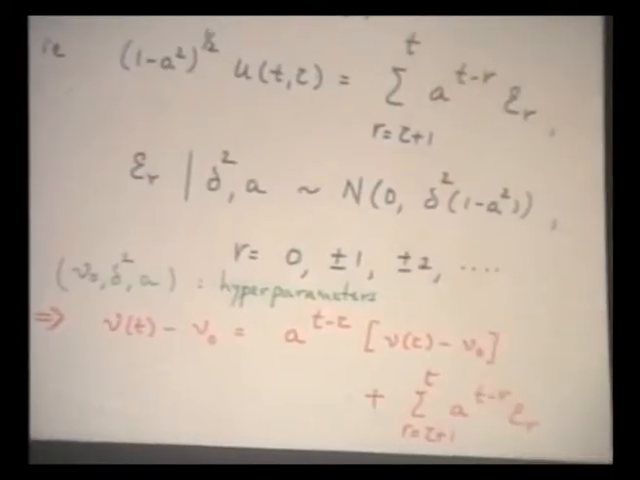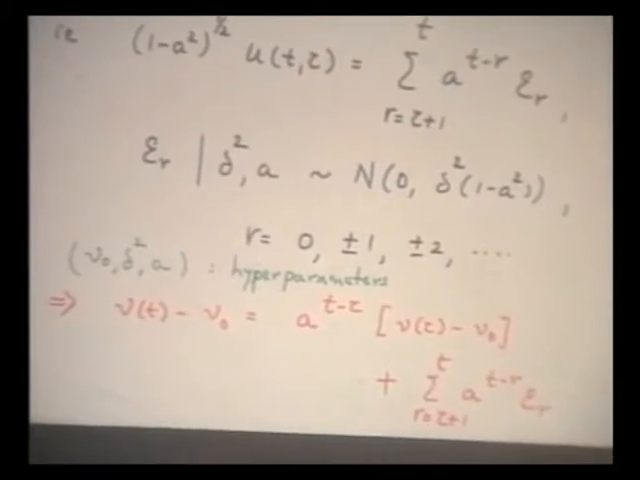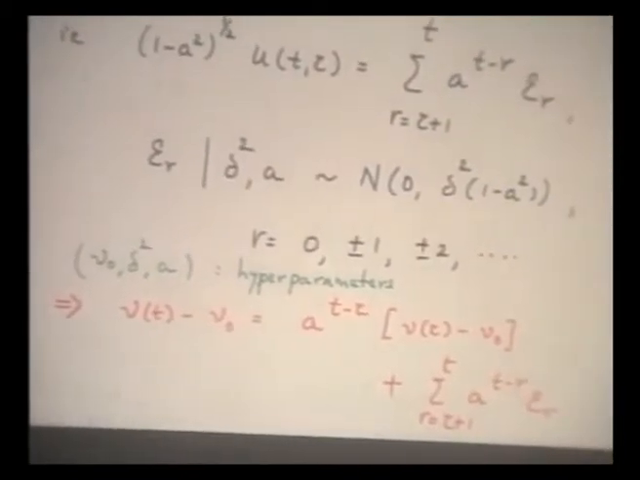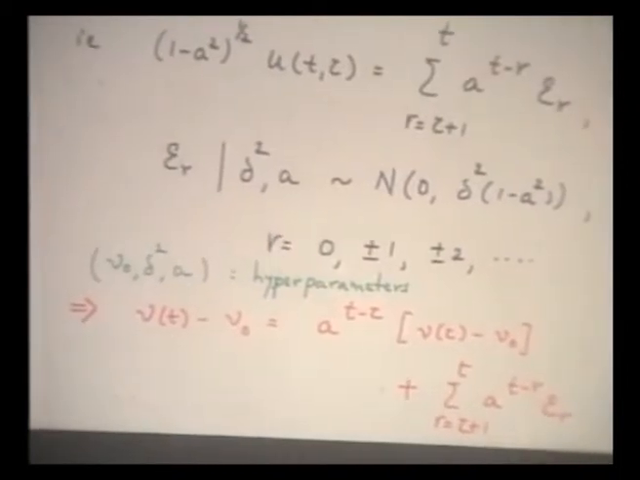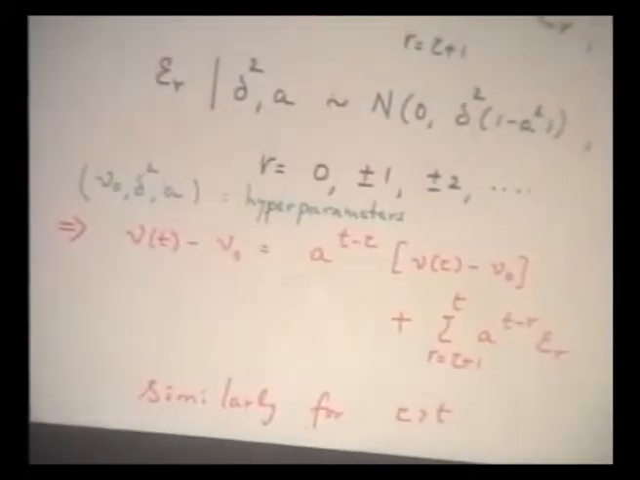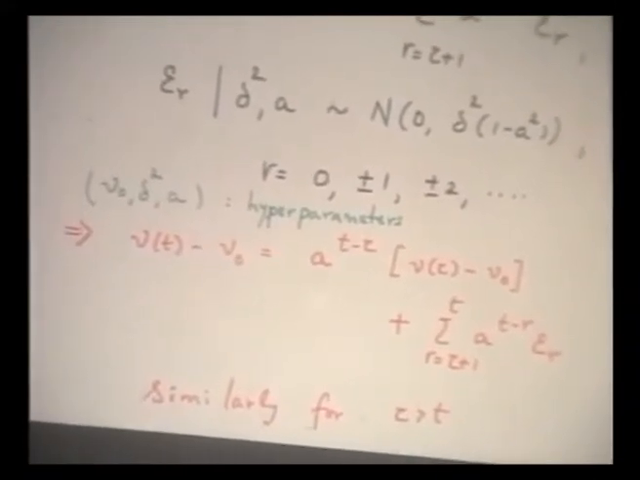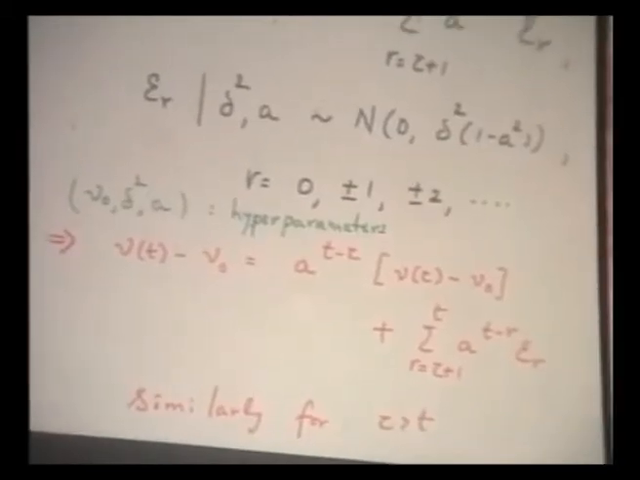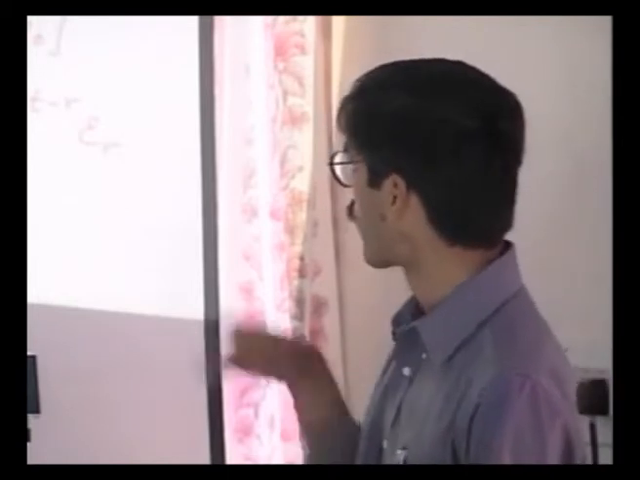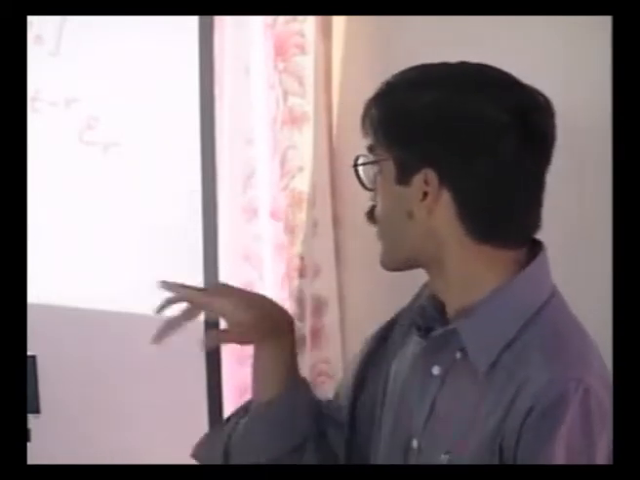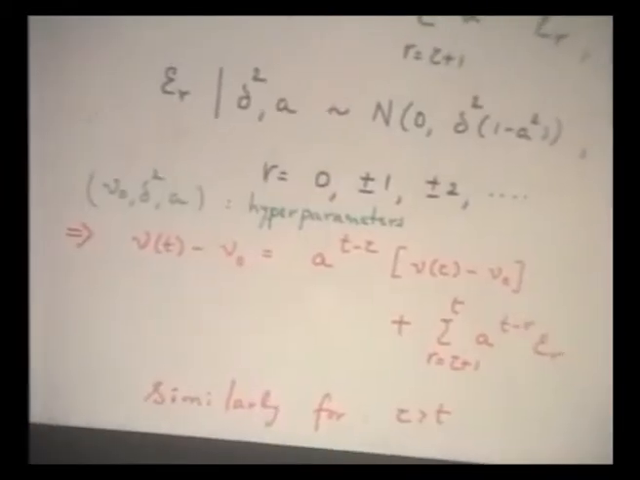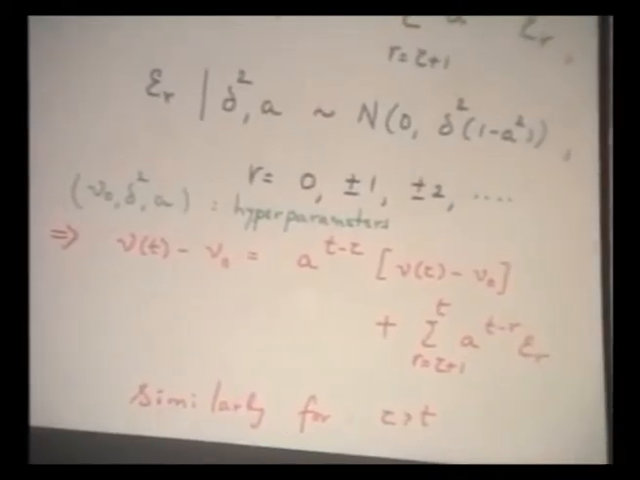Nu t minus nu 0 is a power of a times nu tau minus nu 0 plus something which can be written as a partial sum of these normals. Similarly, you can do it for any tau greater than t, for example. So why am I doing this? I'm doing this precisely to provide a smoothness, Bayesian smoothness input for this intensity function lambda. I have this log of intensity function given by nu. For that I have given this structure, and that translates into a similar structure for lambda, and that gives me a first stage model for lambda.